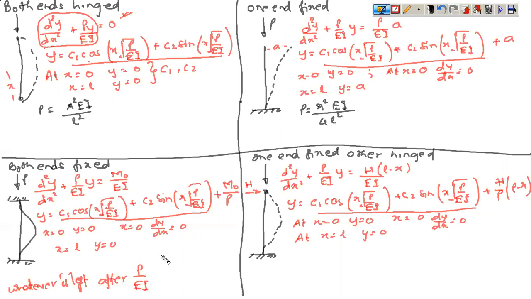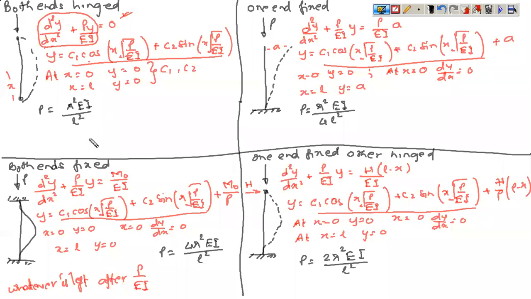If you look at the solution of this problem, P came out to be 4 pi square EI by L square. And if you look at this last one, this came out to be P is equal to 2 pi square EI by L square. So these are the four solutions of the four columns.